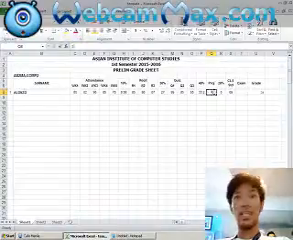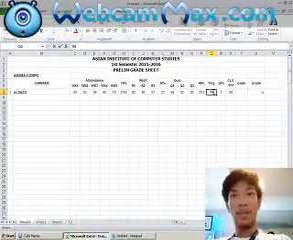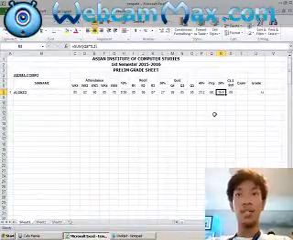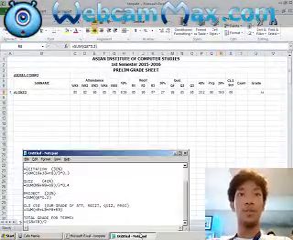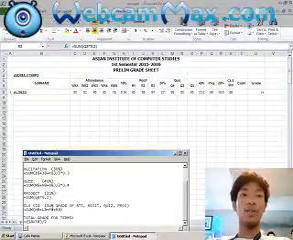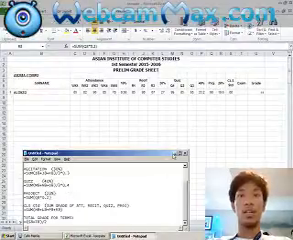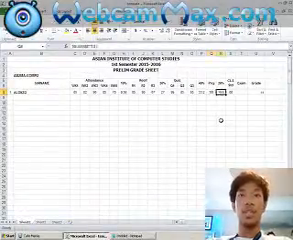For project, for example, Mr. Alonso got 98 for the project. The equivalent percentage of project is 20%. The grade is 19.6. The computation or the formula used is equals sum, open parenthesis, Q8, close parenthesis, multiplied by 0.2. The grade is 19.6 as project.